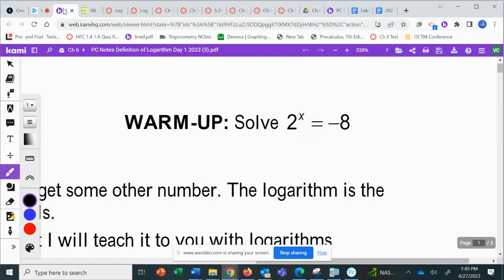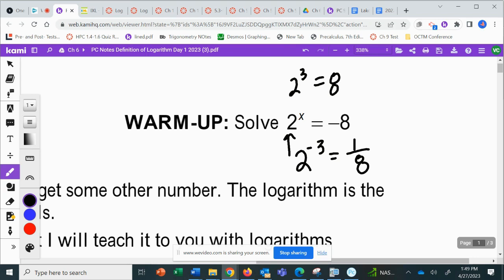We're going to do the warm-up. 2 to the x equals -8. The class has already thought, and nobody has come up with an answer yet that is at least correct. 2 to the 3rd would be +8. No, -2. This is not a -2. So 2 to the -3 would give us 1/8 because the negative exponent just reciprocates.